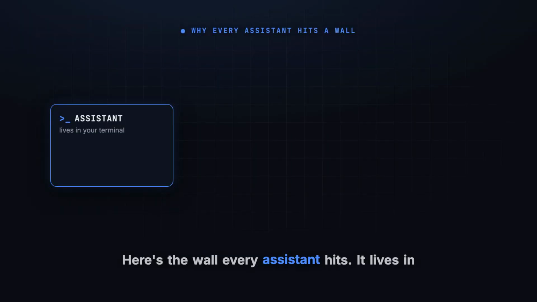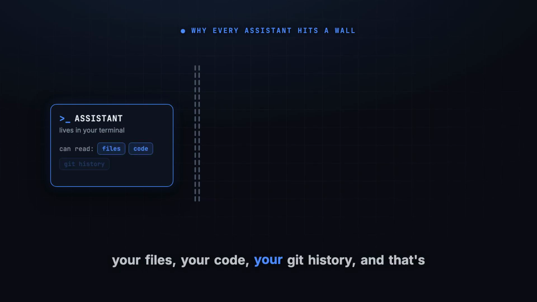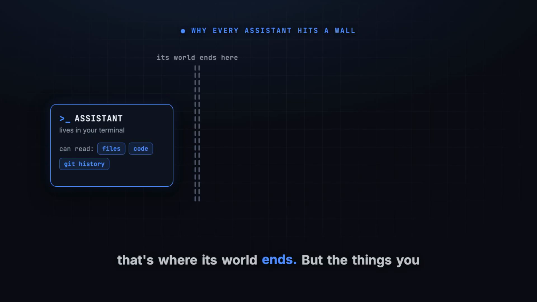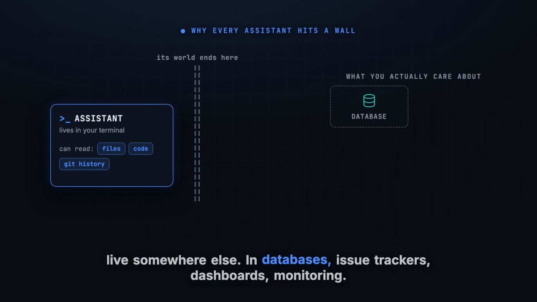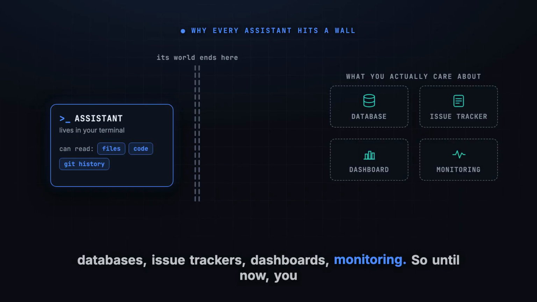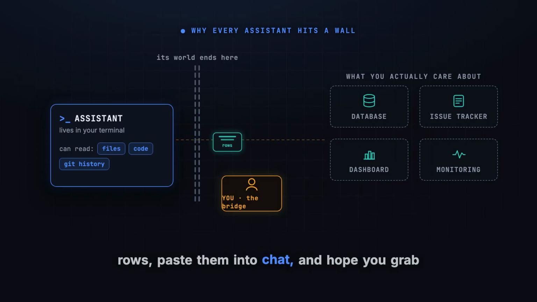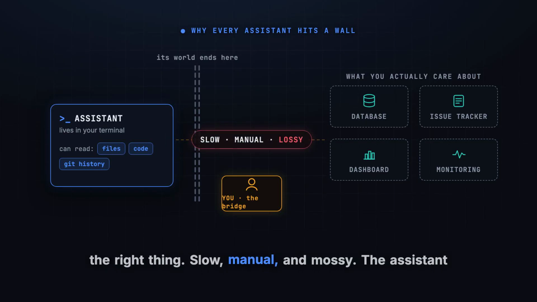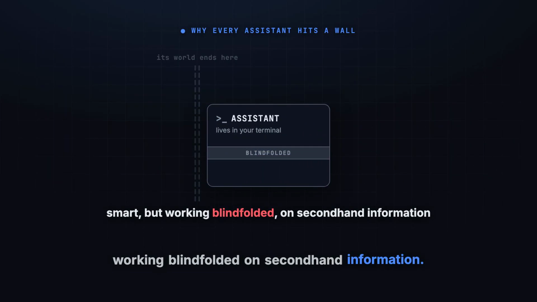Here's the wall every assistant hits. It lives in your terminal, it can read your files, your code, your Git history, and that's where its world ends. But the things you actually care about live somewhere else. In databases, issue trackers, dashboards, monitoring. So until now, you were the bridge. You run the query, copy the rows, paste them into chat, and hope you grab the right thing. Slow, manual, and messy. The assistant is smart, but it's working blindfolded on secondhand information.